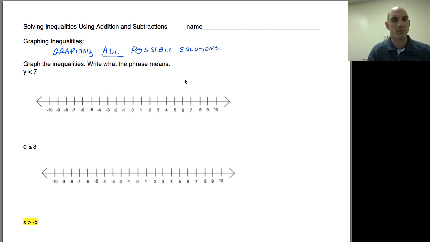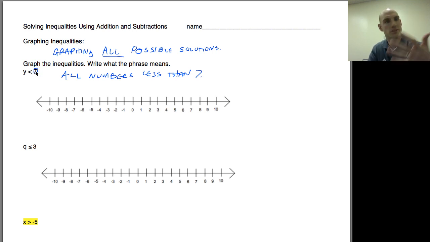Let's look at the first one. Y is less than 7. When it says write what the phrase means, it means all numbers less than 7. Notice, the 7 is big because the monster wants to eat the 7, so it's the biggest. So it's all numbers less than 7 because we don't know what it is, but we know that it's less than 7. And so I am going to circle 7.